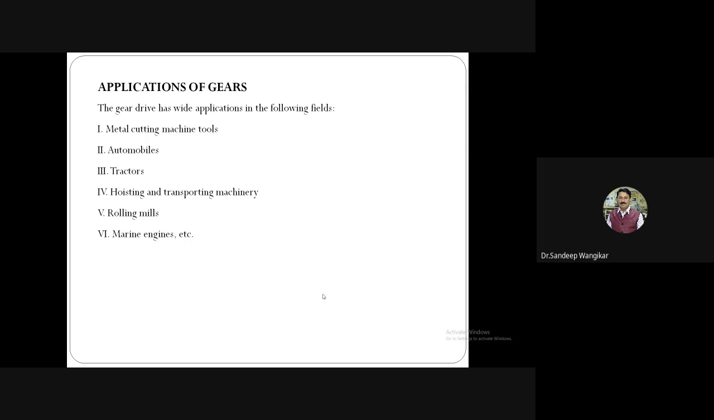Applications of gears. The gear drive has wide application in the following fields. There are many fields; a highlight summary is mentioned here. Metal cutting machine tools: in all our machine tools, wherever we observe, there is a gear. Automobiles: very different types of gears are used in automobiles for different applications. Tractors, then hoisting and transporting machinery, rolling mills, marine engines. So there are many applications where gears are used.